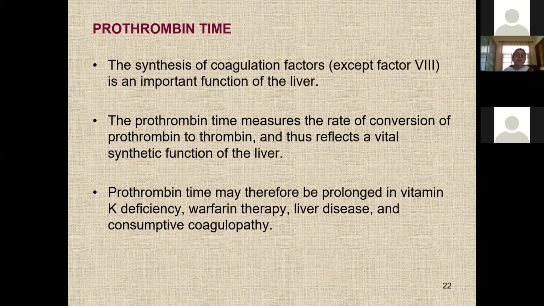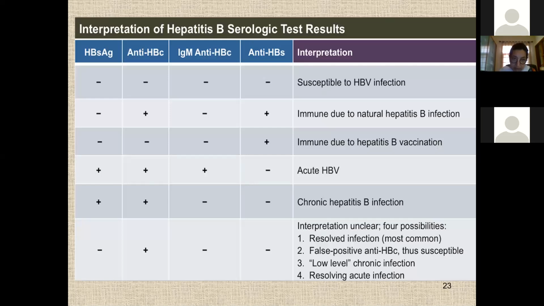So this is hepatitis B. We've talked about interpretation of liver function tests, and in this one slide, I would like to talk about interpretation of hepatitis B serology. We talk about hepatitis B surface antigen, hepatitis B core antibody, hepatitis B core antibody IgM, this is IgG, and surface antibody. If a patient is susceptible to hepatitis B infection, or if there is no infection, all the hepatitis serology will be negative.